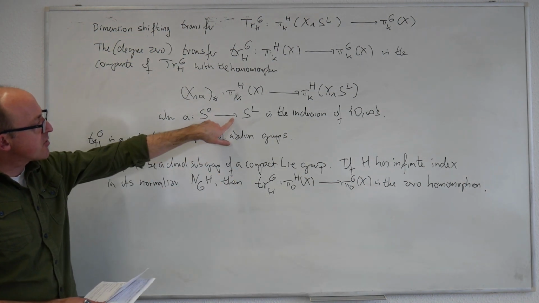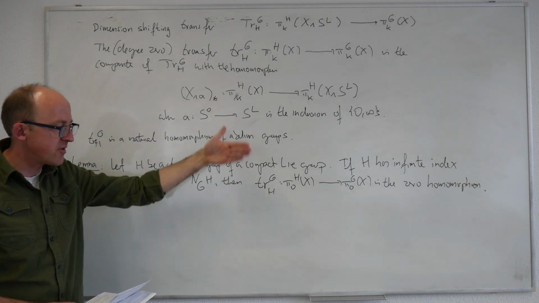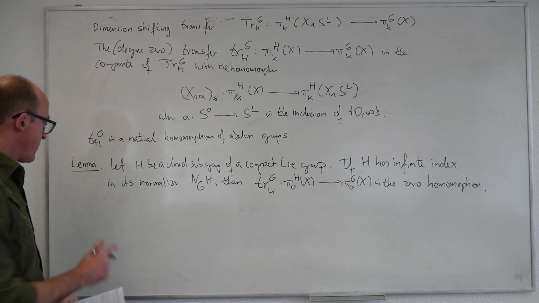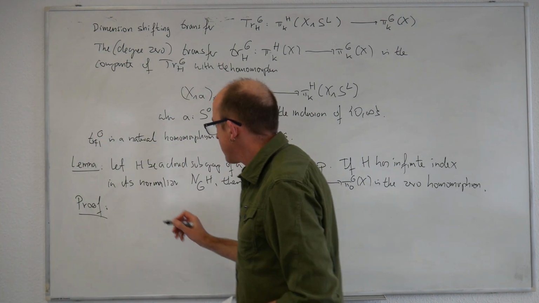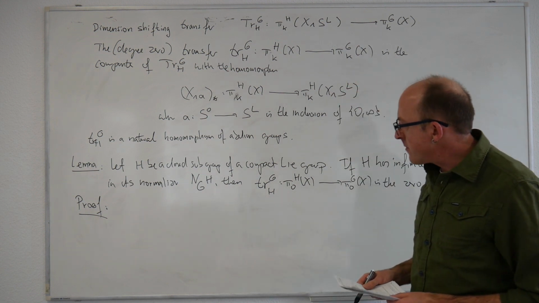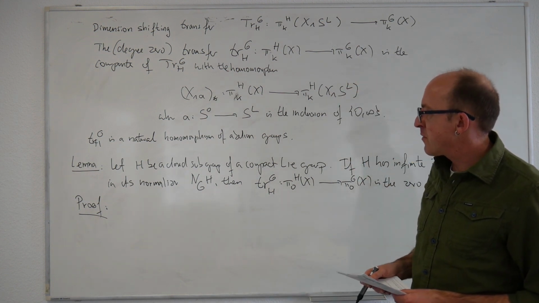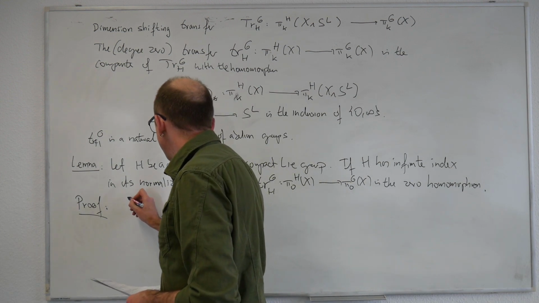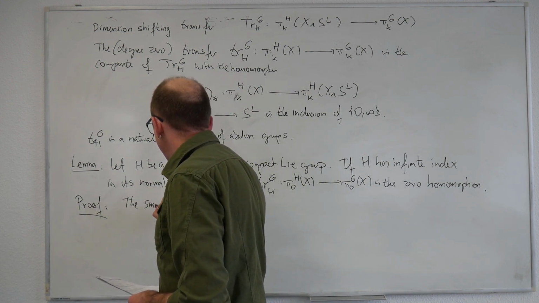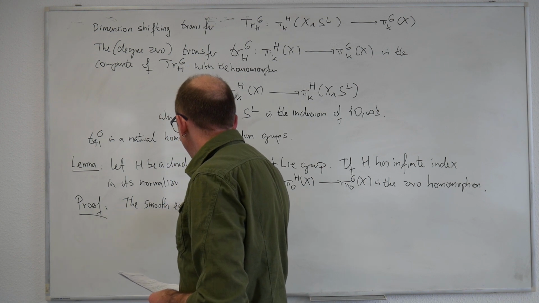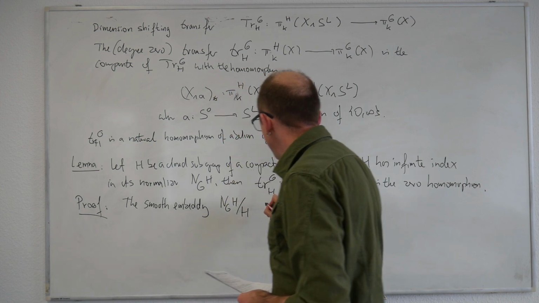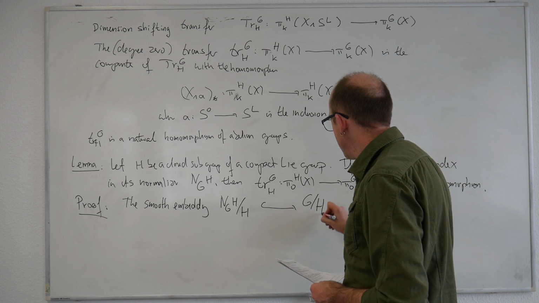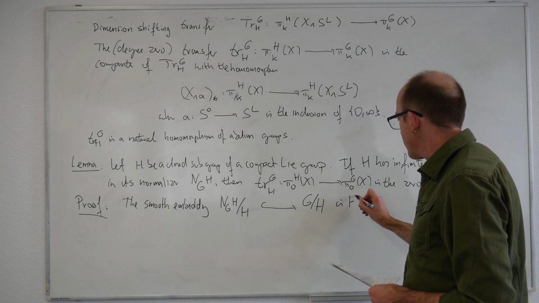Of course, it's kind of possible that you lose information by precomposing with this, and as the proof will show, in this situation you are actually losing a lot of information. So here's the argument. The inclusion of the normalizer into G is, of course, H equivariant for the right translation action, so it induces a smooth embedding, just induced by the inclusion of the normalizer into the big group, which is H equivariant for the translation action.